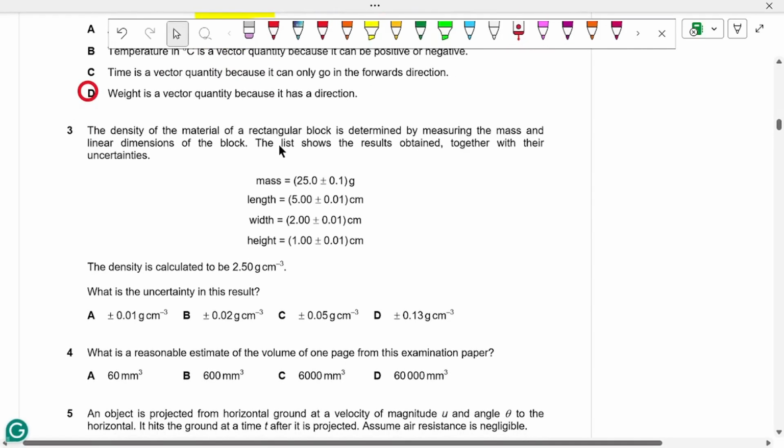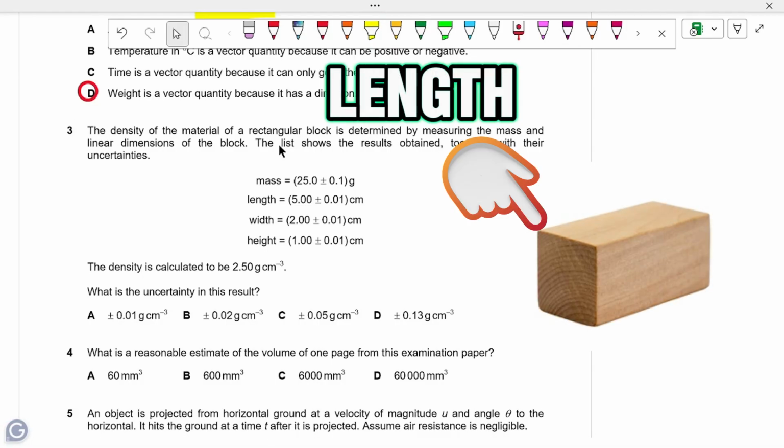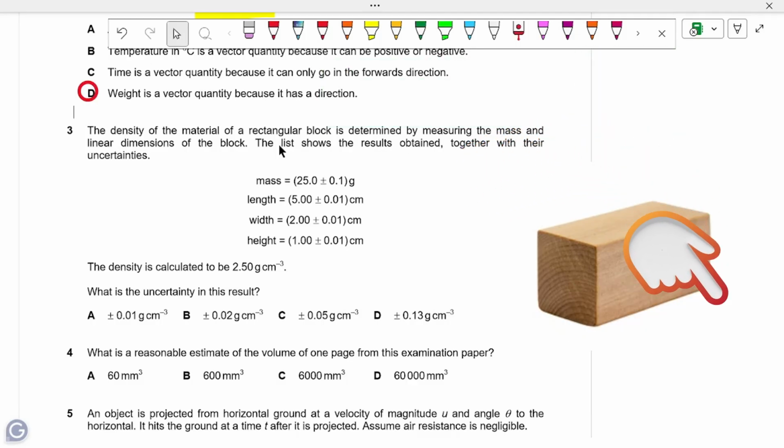The next question, the density of the material of a rectangular block. So I'm going to give you a rectangular block on the side, guys. Hope you can see it. Okay, so it has dimensions length, width, height. My goal is basically to calculate the uncertainty in the result.